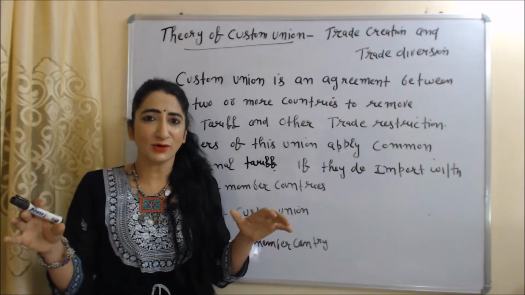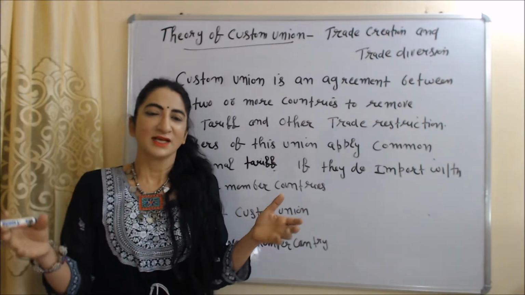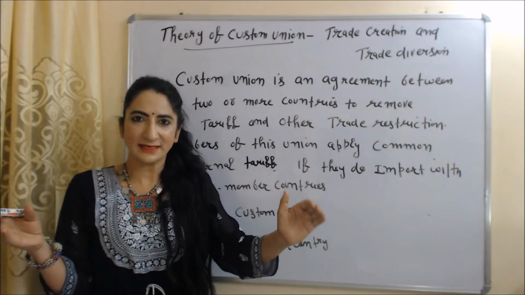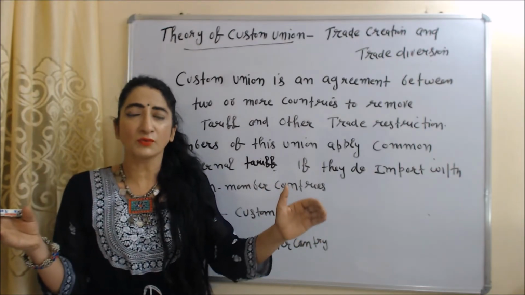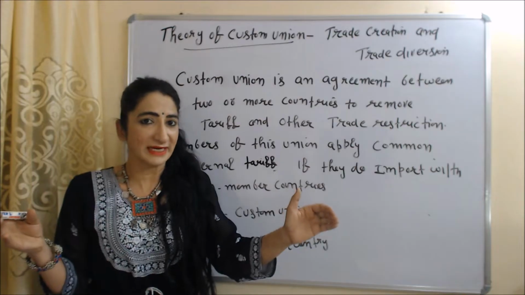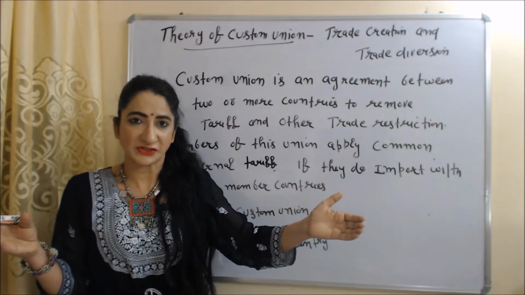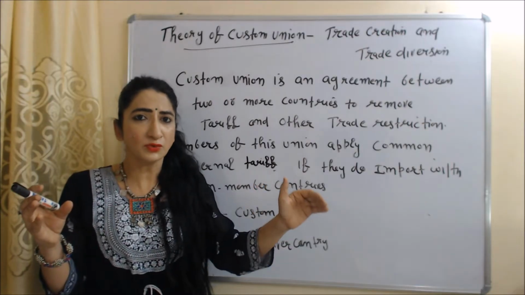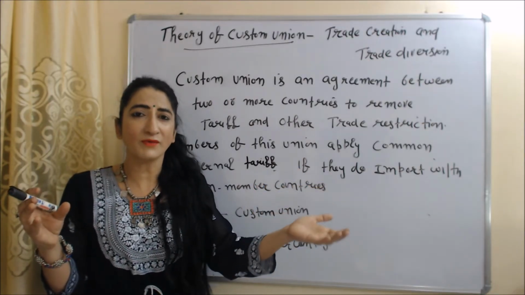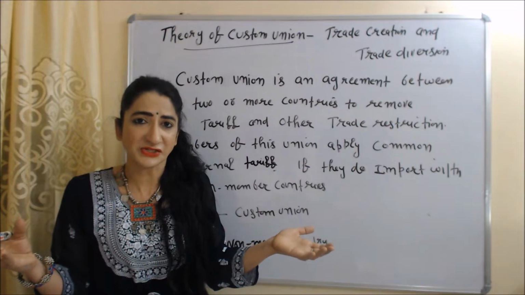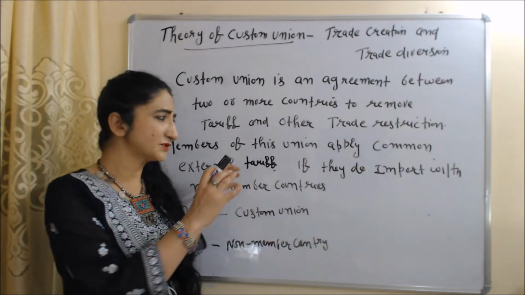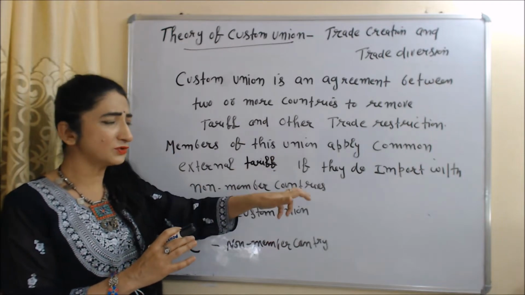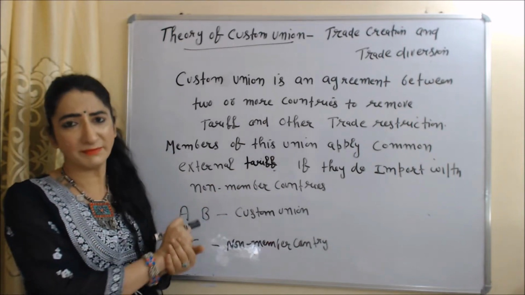Today we are going to talk about the theory of customs union. So what is a customs union? A customs union is an agreement between two or more countries to remove tariffs and other trade restrictions, and all members of this union will apply a common external tariff if they import from a non-member country.